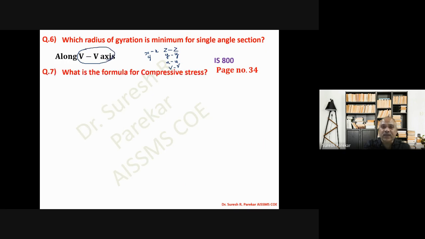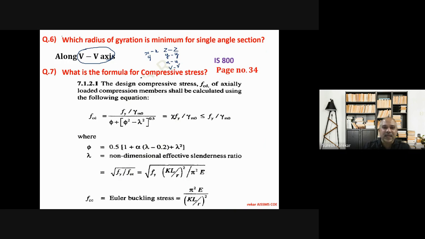Now, what is the formula for compressive stress? That we have already seen. FCD is equal to Fy upon gamma m into chi, where chi is the reduction factor. I already mentioned that for a single angle connected by one leg, we put lambda E as the lambda value. So chi equals 1 upon phi plus in bracket phi square minus lambda square, to the power 0.5, or root of this value.